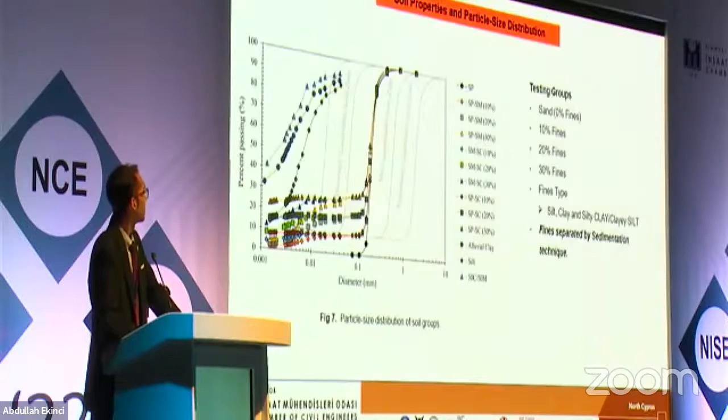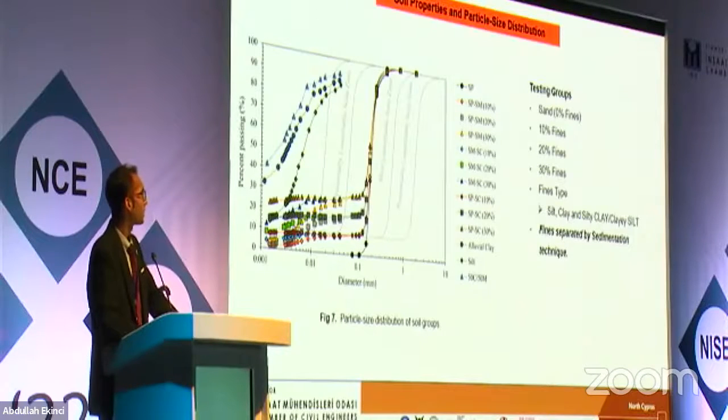And these are the particle size distribution of soil groups. So I have basically added 10, 20, and 30% fines into the sand. And there are also 3 different types of the plastic fines. So basically they are highly plastic fines which are being included into the sand, which are the highly plastic silt, clay, and the combination of these two, silt and clay.